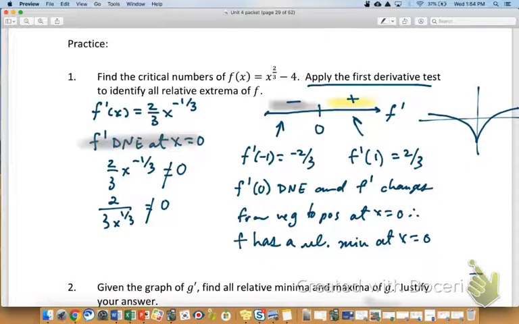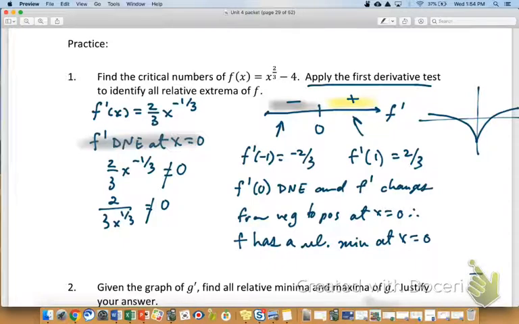Is it the relative mins are always if it goes only if it goes from negative to positive? You just use the word it. Careful. F prime is positive to negative, and negative to positive. And then the max would be when F prime is from positive to negative. Yep, that's a relative max.